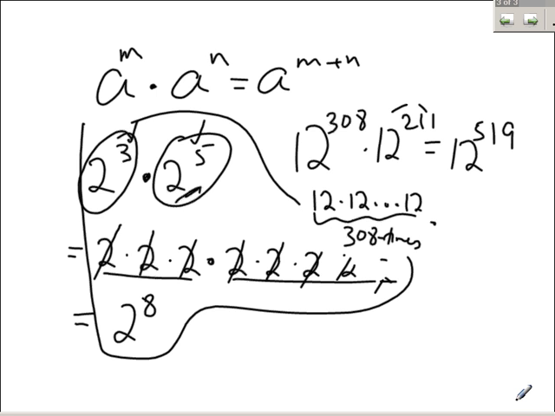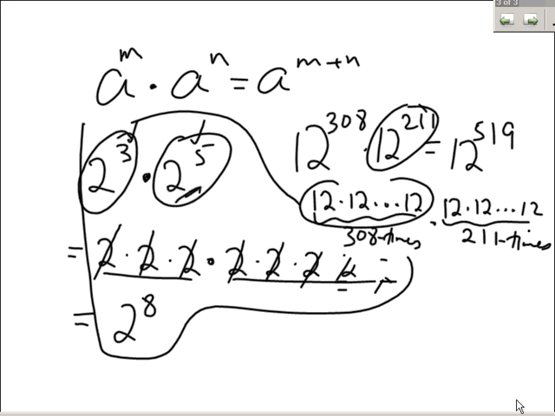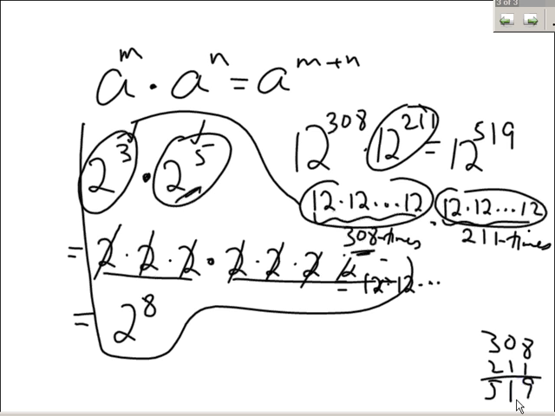12 to the 308 times 12 to the 211. That is 12 times 12 many, many times. How many times? 211 times. How many 12s did I write down? Here I wrote down 308, and then I wrote down 211. How many did I write down altogether? 519. This is 12 times 12 many, many times. How many times? 519 times.